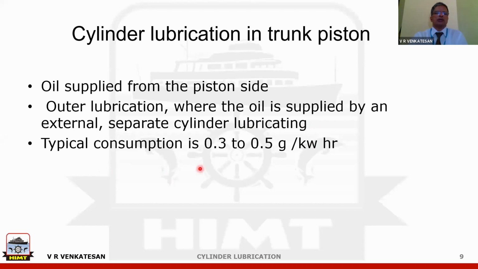Now, the consumption of oil is typically around 0.3 to 0.5 gram per kilowatt hour, because some of this oil will be taken up to the combustion space, and there it will get burnt. So you can say in a well-maintained 4-stroke trunk piston engine, around this much oil will be consumed per kilowatt hour.